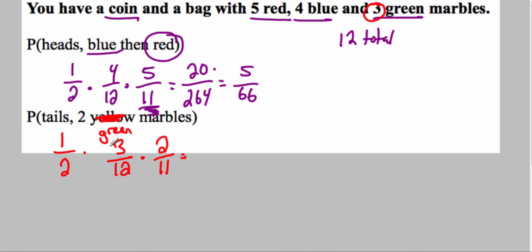Go ahead and multiply. 1 times 3 times 2 is 6. 2 times 12 times 11 is 264, just like it was in the previous problem. Go to simplify. And all I can do, in this case, is divide by 6. And I get an answer of 1 over 44. So think through each piece one at a time, but now you have to think about, did whatever happened first affect what was going to happen next?